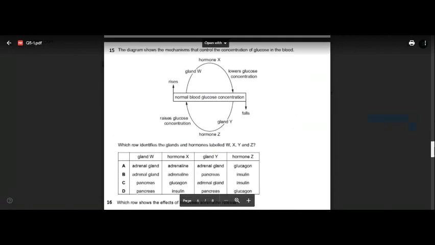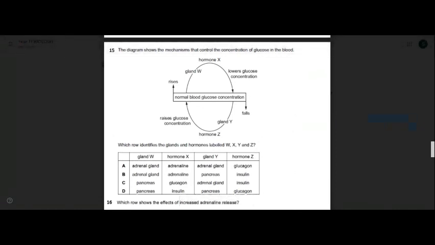Question number 15, again, that's about glucose regulation, sugar regulation in the body, controlling the concentration of glucose in the blood. And this is the diagram showing the normal line where the level is suitable, optimum. And from here, when the blood sugar rises, this is a negative feedback, sending it back to normal again. And when it falls lower than that, it sends it back again to normal.